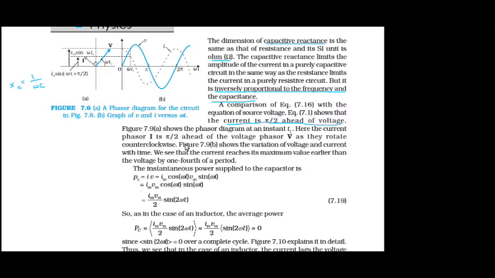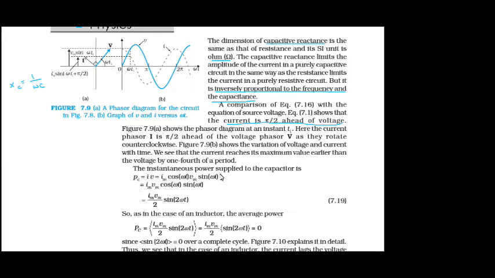Figure 7.9a shows the phasor diagram at instant t1. Here the current phasor I is pi by 2 ahead of voltage phasor V, as they rotate anticlockwise. Figure 7.9b shows the variation of voltage and current with time. We see that the current reaches its maximum value earlier than the voltage by 1/4 of a period.